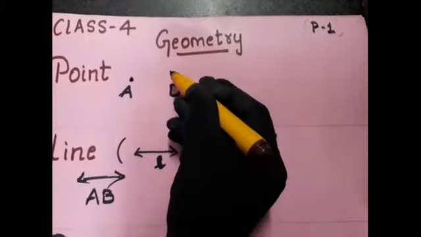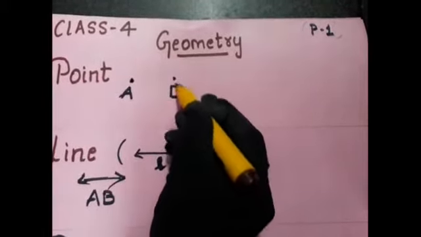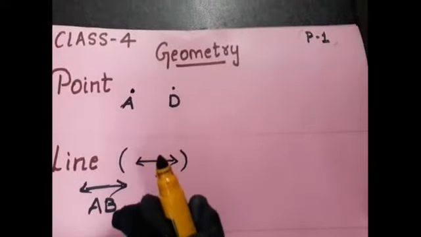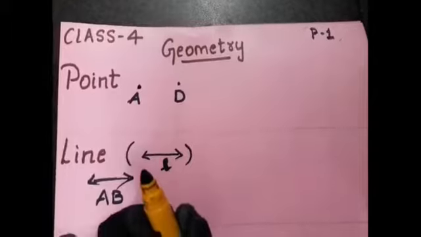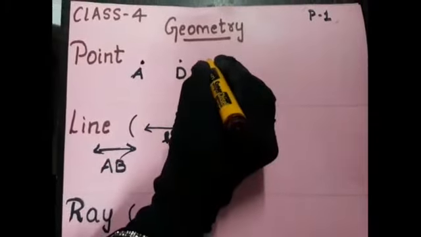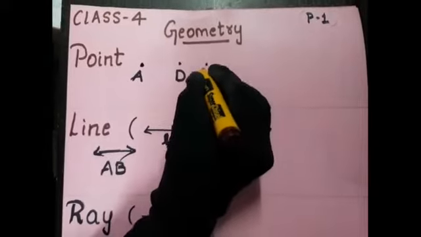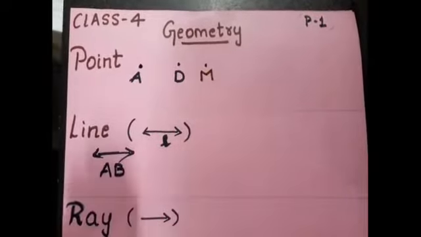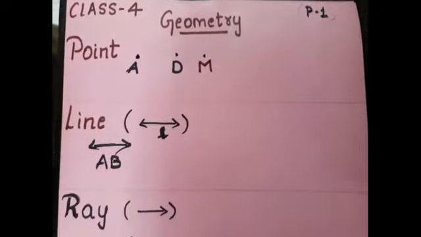Now this is another point. I name it with capital letter D. A point is denoted with a capital letter of the English alphabet. Any letter you can take. Now I have marked a point, and I will name it as M. This is point M.